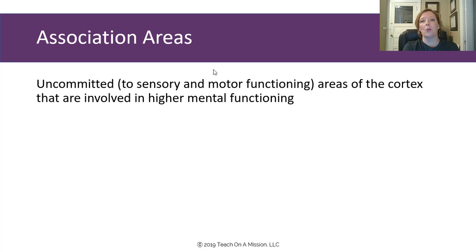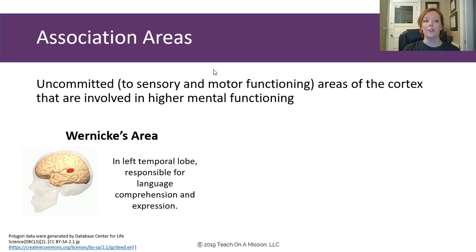Okay, so the next part that we're going to talk about in the brain are the association areas. These are areas that are not committed to either sensory or motor functioning. They are usually involved in higher mental functioning. The first one is Wernicke's area, pronounced Wernicke's, and it's in the left temporal lobe. So already you should be thinking about what it is going to be doing. If we know what the temporal lobe is for, we should already start thinking about sounds, and indeed it is responsible for language comprehension and the expression of language.